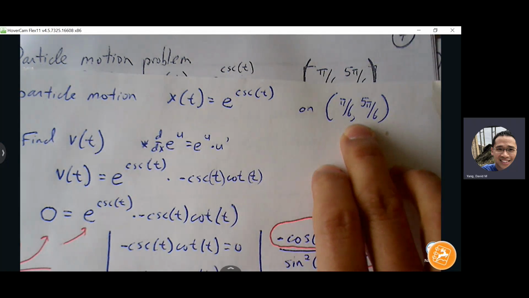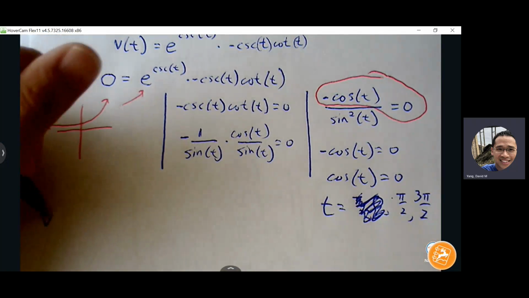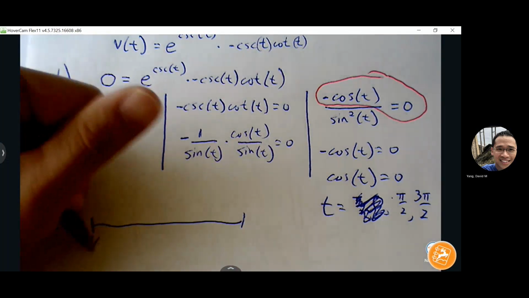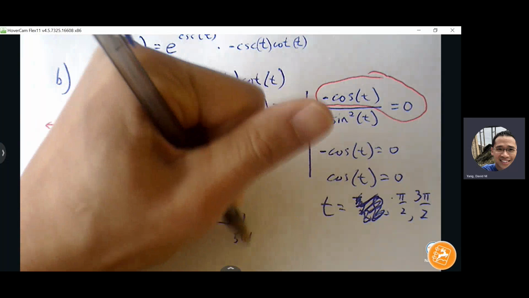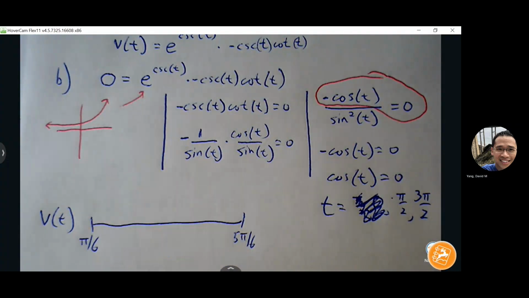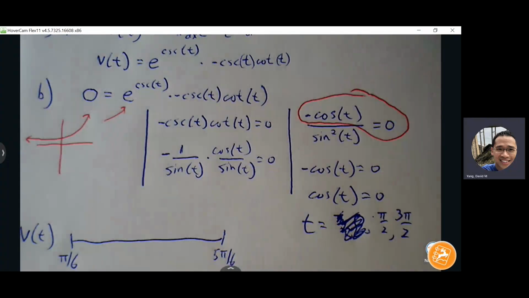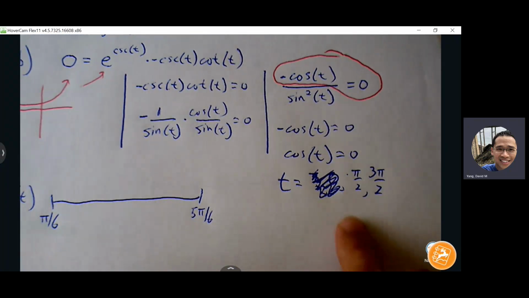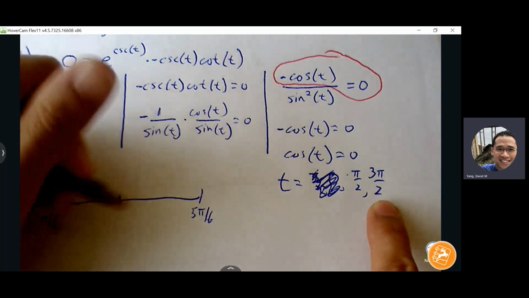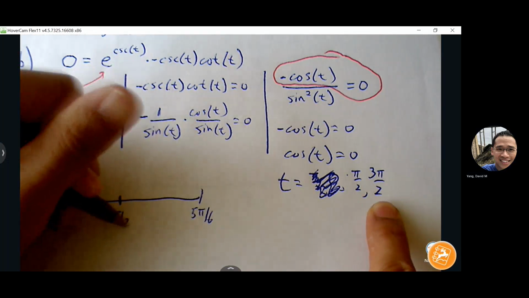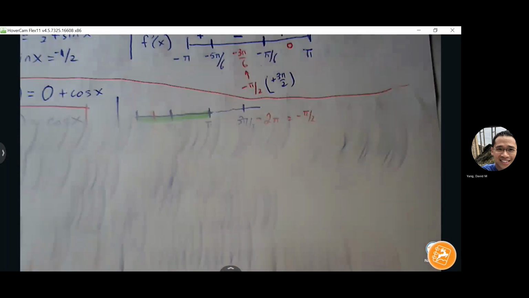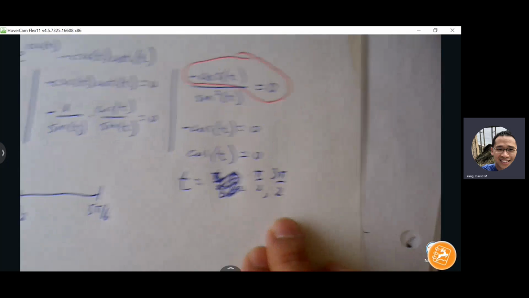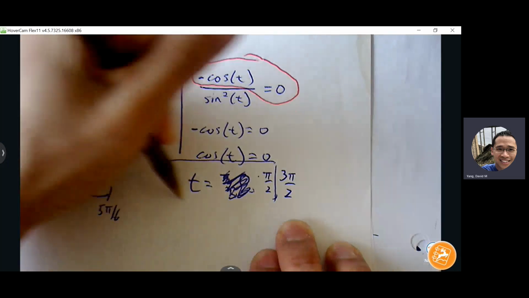Yeah, look at your interval, right? Okay, so there's my velocity interval here, for pi over six to, sorry, five pi over six. I think the only value that's going to land between pi over six and five pi over six, that's first and second quadrant, right? Just that pi over two here. That three pi over two is too far out to the right. The direction says the particle is at rest, that's part B, right? The particle is at rest at t equals pi over two.